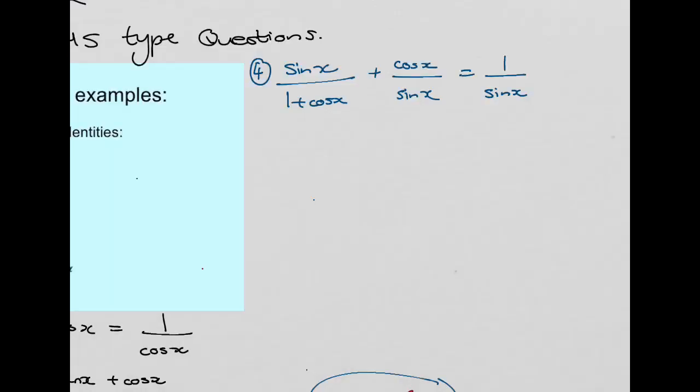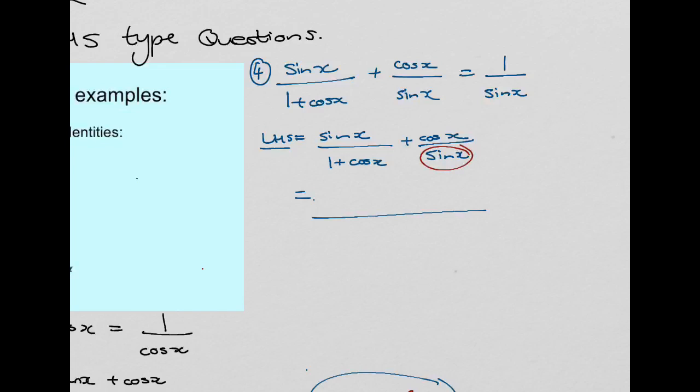Alright, our second last question here is as follows. We're going to pick our left-hand side again. And we're going to find an LCD because we've got two fractions added together. So our LCD here is going to be a bit of each of the fractions. So it's going to be 1 plus cos x and the sin x. We've got to incorporate both. So the first fraction doesn't have the sin x, so we need to multiply it in. So we're going to get sin squared x, and the second fraction needs the 1 plus cos x.